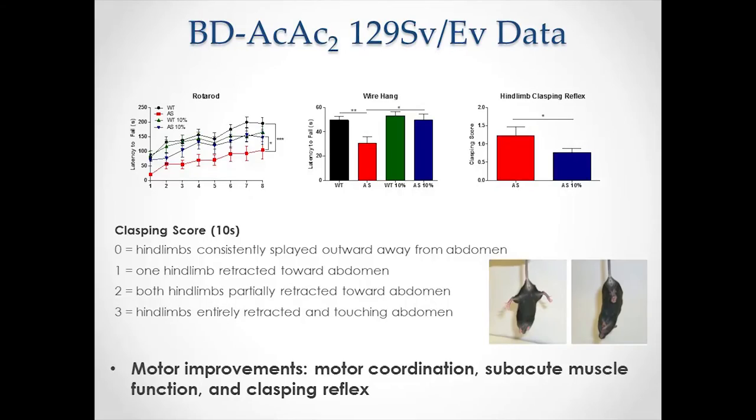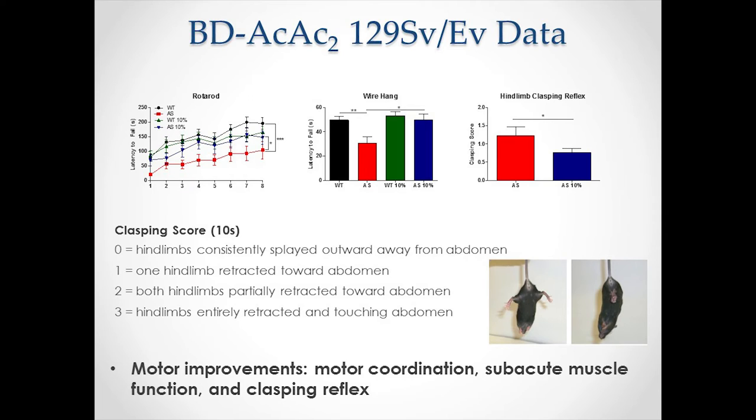And lastly, what we wanted to look at was the hind limb clasping reflex. And this is something we typically see a higher score in our AS animals, and is just a measure of neurologic function, and you typically also see a higher score in mice with cerebellar ataxias. So what we do here is lower the animal by its tail for 10 seconds, and you look for a score from 0 to 3. And what you see in wild-type animals are the hind limbs consistently splayed outward away from the abdomen. And this is an example of a wild-type animal.